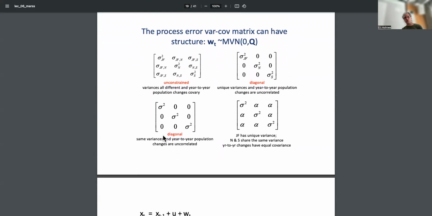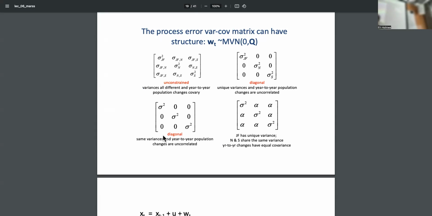We do the same for the variance covariance. So let's start here with this simplest one. What this says is that these 3 populations are independent of each other, but the year-to-year population changes, the variance of that, is the same. So they're kind of doing their own thing because they're independent, but how much they vary, like the percent they tend to go up or down each year, is similar. That variance is the same.